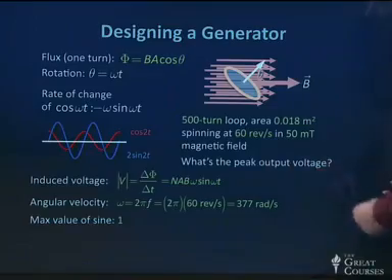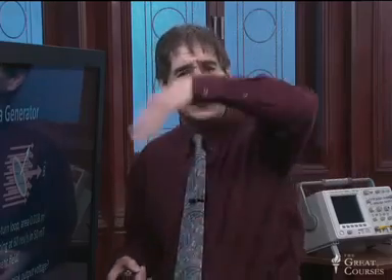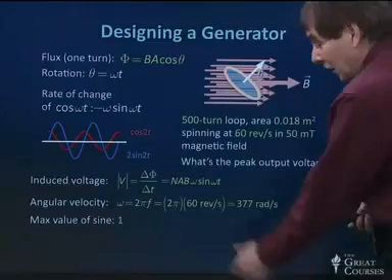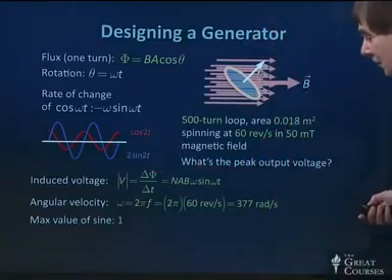I asked, what's the peak output voltage? What's the maximum it ever gets to? Because this voltage is alternating. Spinning coils in magnetic fields naturally makes sinusoidally varying alternating current, which is why that's so common. One reason it's so common. The maximum value of sine is 1.